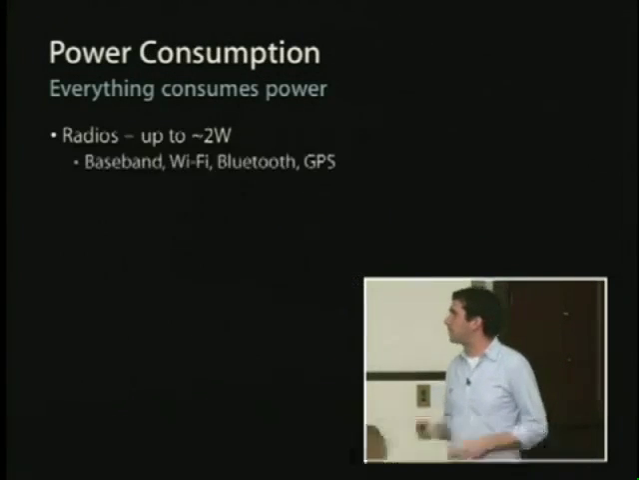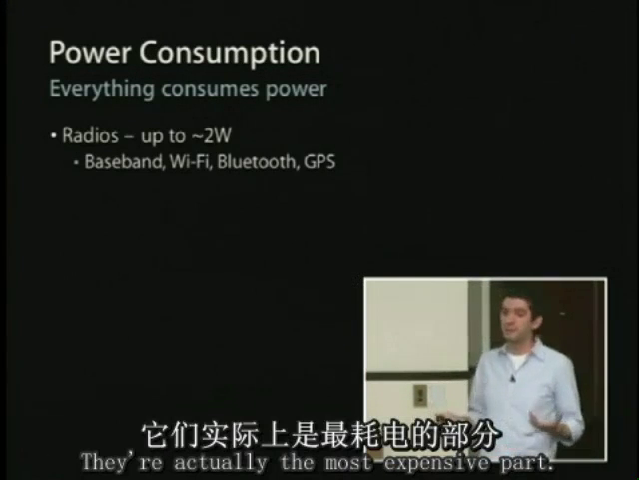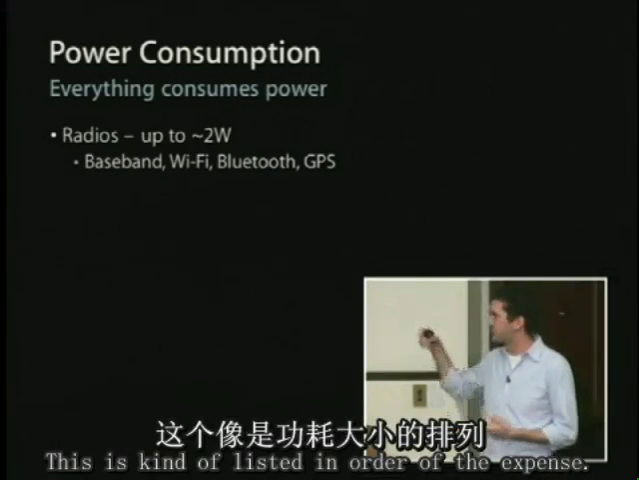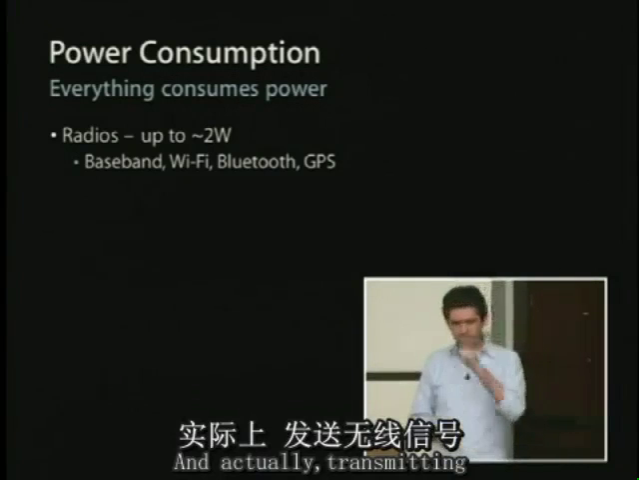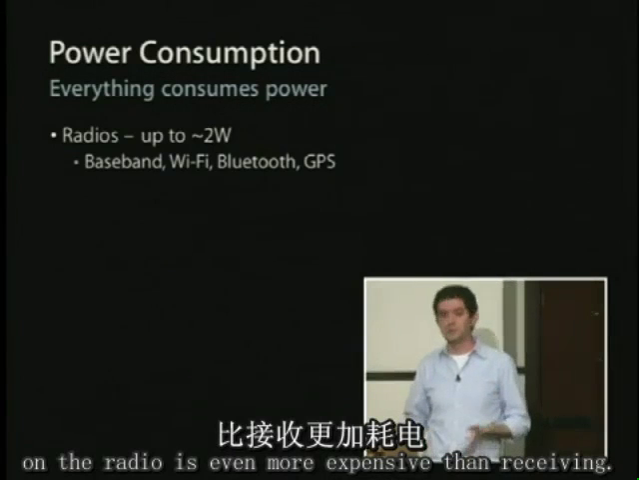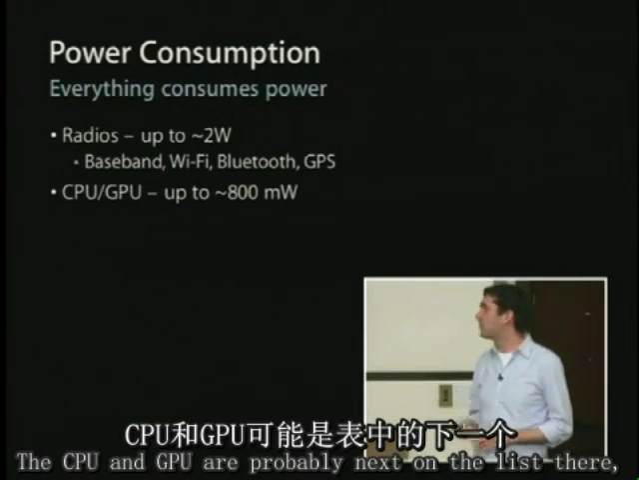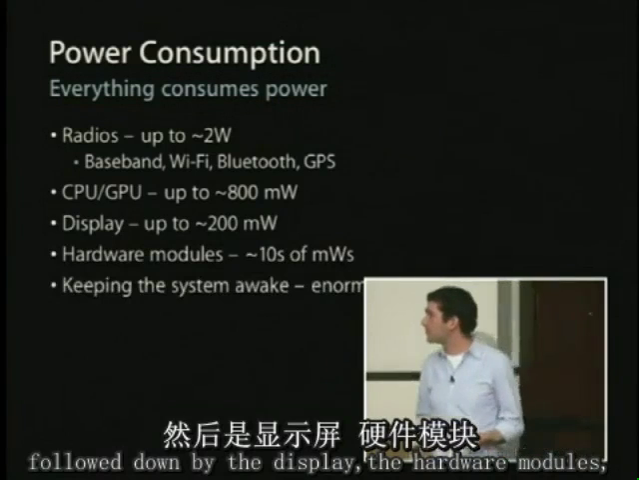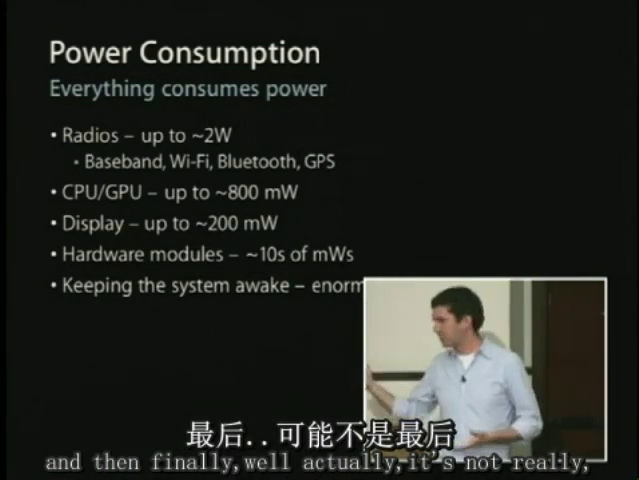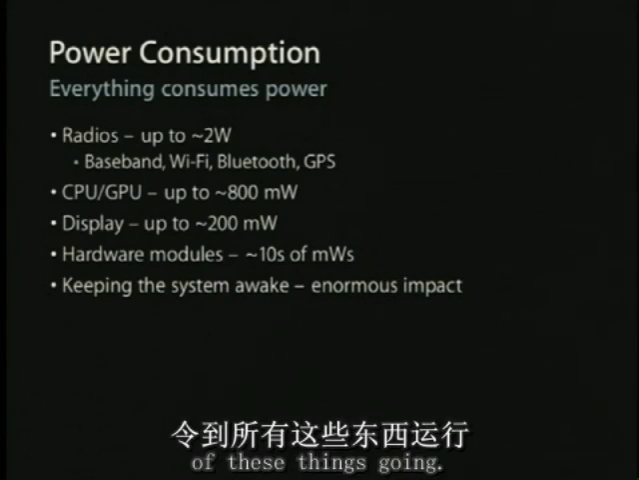Everything consumes power. The radios consume some amount of power, and they're actually the most expensive part. This is listed in order of expense. Transmitting on the radios is even more expensive than receiving. The CPU and GPU are probably next on the list, followed by the display and the hardware modules, and then finally, that's it really. But keeping the system awake will keep all of these things going.